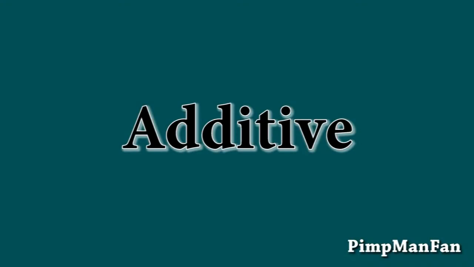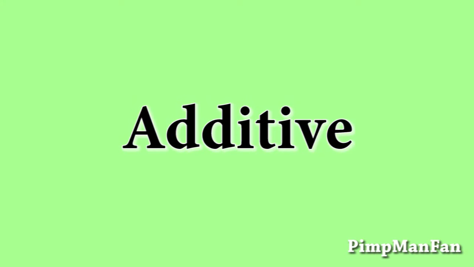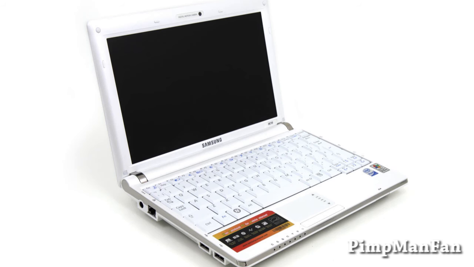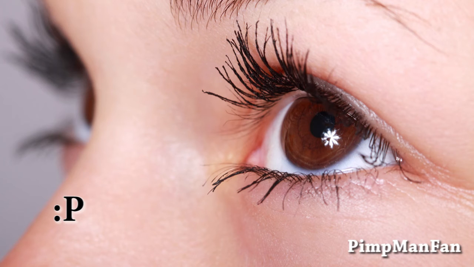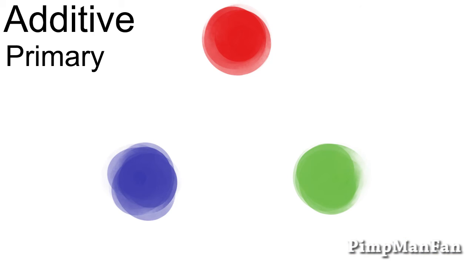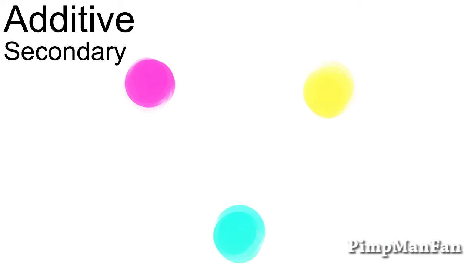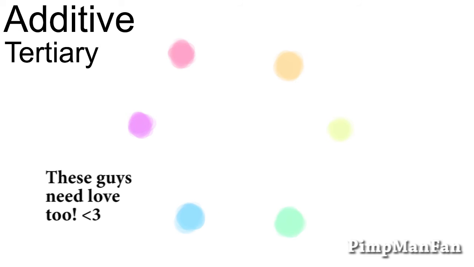With additive, it's the opposite. You start with black and end with white. For additive colors, this is what you'll see most often on your computer, as this is how computers, and our eyes, but this isn't a biology lesson, handle colors. Its primary colors are red, blue, and green. The secondary colors are yellow, mixing red and green, cyan, mixing green and blue, and magenta, mixing blue with red.